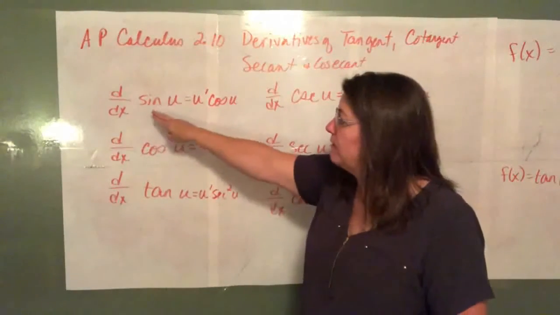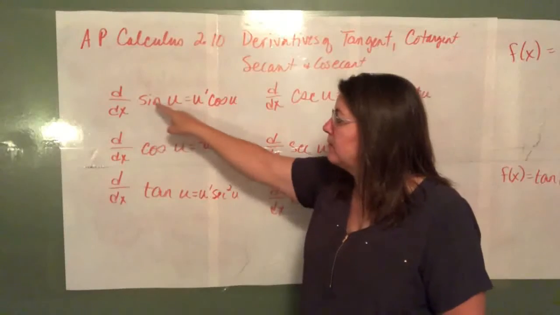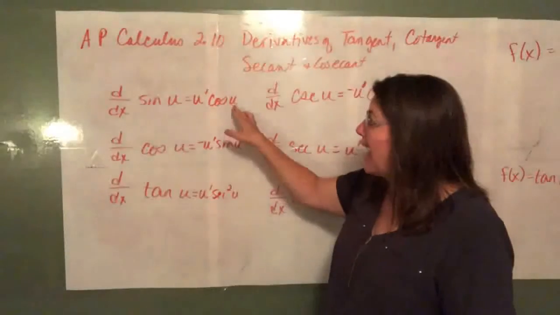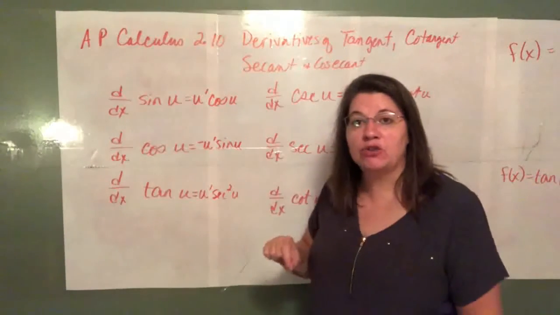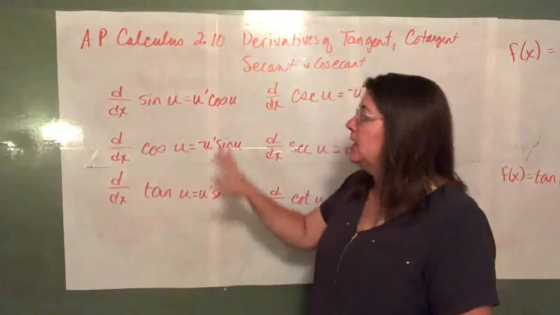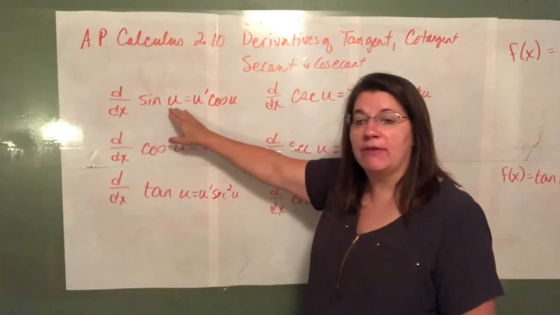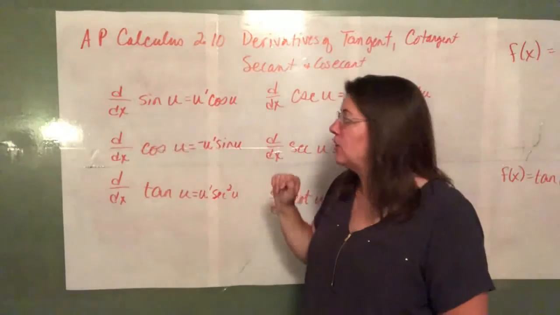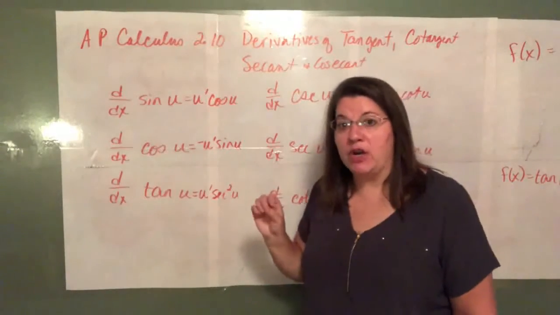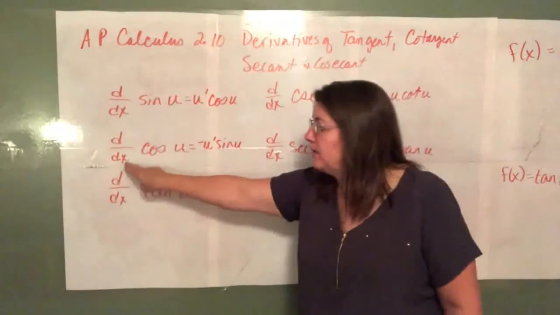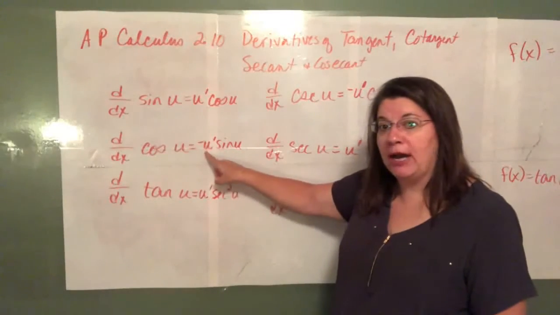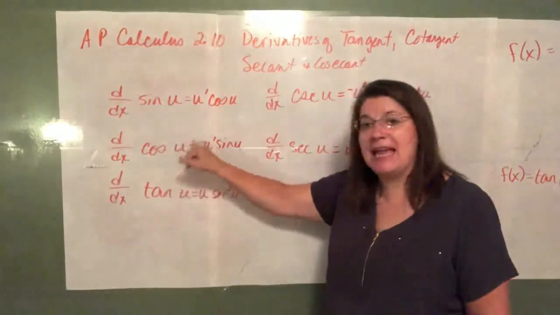So the derivative of sine u would be u prime times cosine u, because the derivative of sine is cosine. Okay? The angle part has to stay with the trig function after you have taken the derivative. If you forget that, you're going to get them all wrong. So make sure that that angle part, whatever it is, stays with the function, and the derivative of that angle part is going to be multiplied by the derivative of the trig function. Remember, the derivative of cosine u was the opposite, or negative, u prime sine u. So the derivative of cosine is a negative sine.